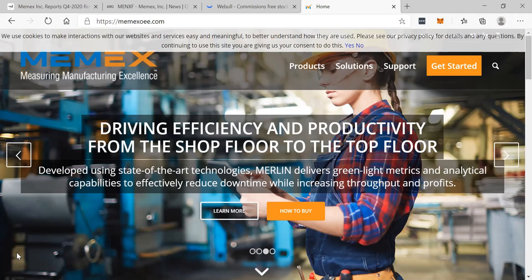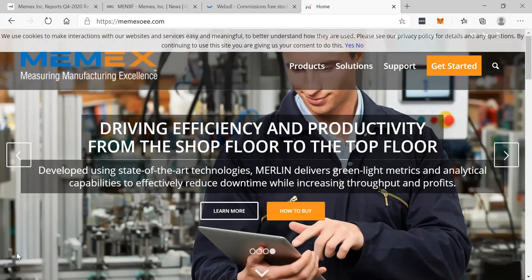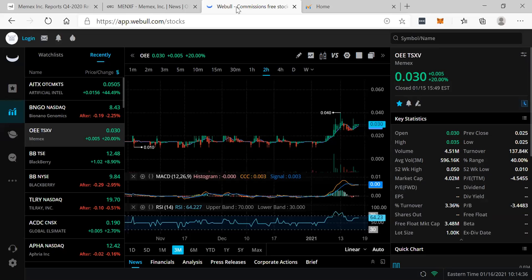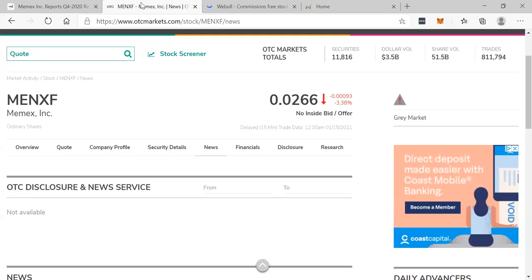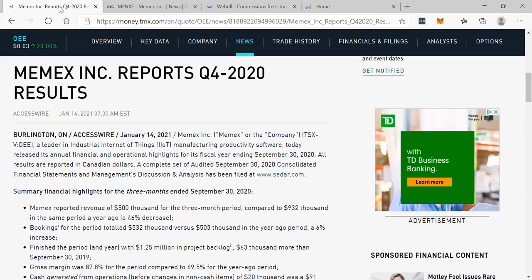Memex, measuring manufacturing excellence, memexoee.com. And the symbol in Canada, OEE, was up 20% yesterday after we talked about it to our club. And in America, MENXF.